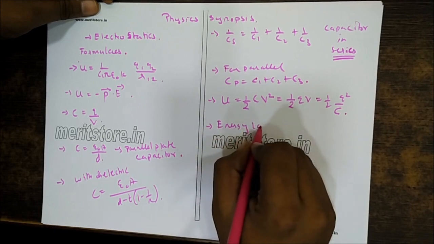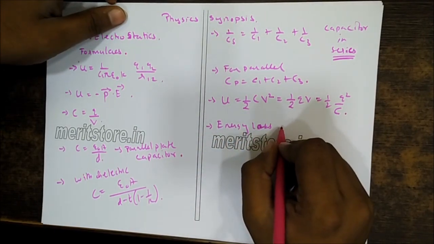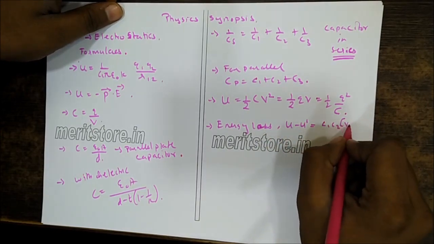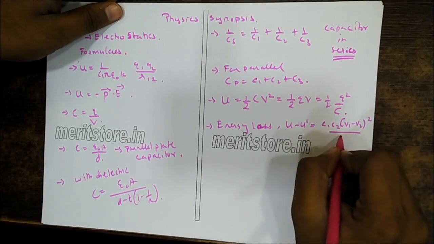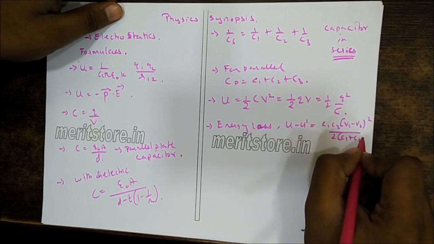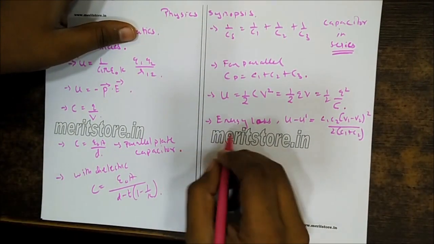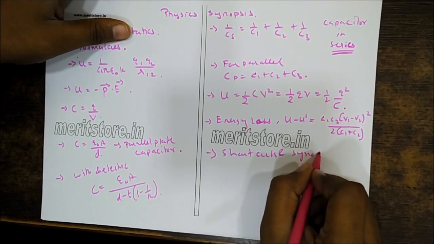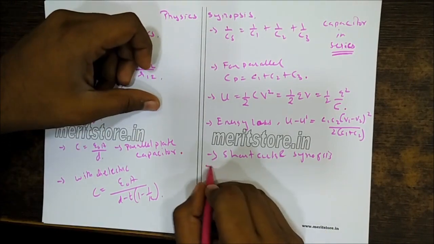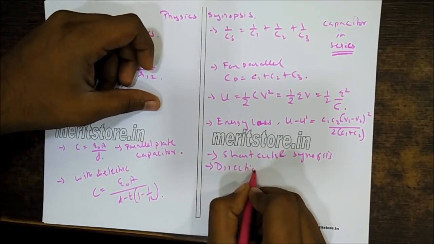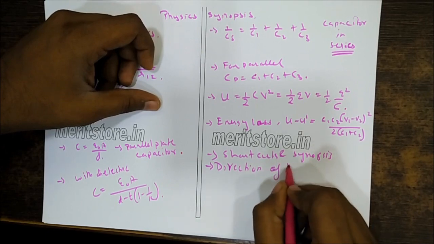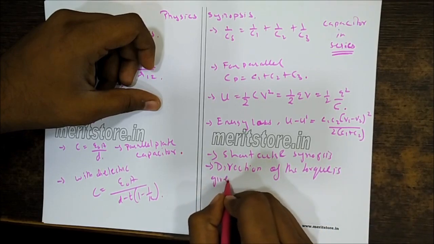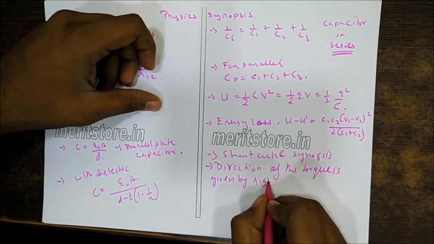Energy loss, that is equals to U minus U dash is C1 C2 V1 minus V2 the whole square upon 2 into C1 plus C2. Shortcuts and synopsis. Direction of the torque is given by right hand screw rule.